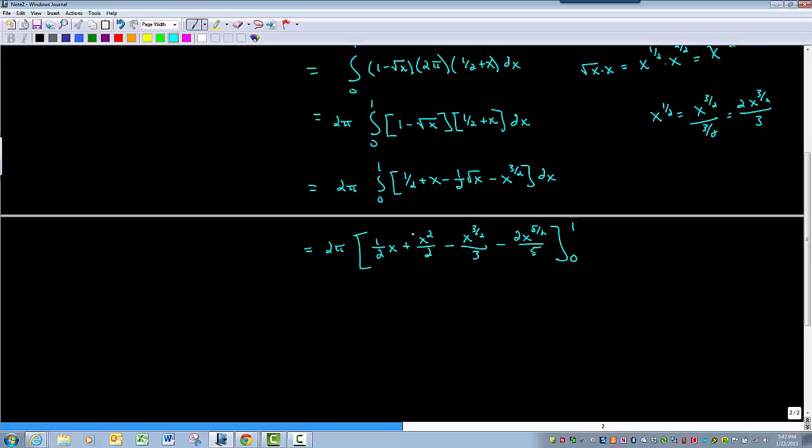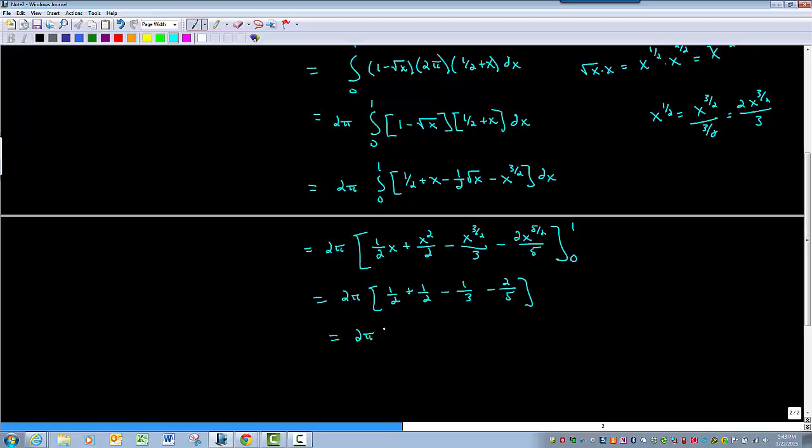Well, when I plug in 0, everything's gone. So the only thing I have to worry about is plugging in 1. So this would be 2 pi times 1/2 times 1 is 1/2. 1 squared over 2 is still 1/2. Minus 1 to the 3/2 is still 1, so over 3 is 1/3. And same thing here, I get 2/5.